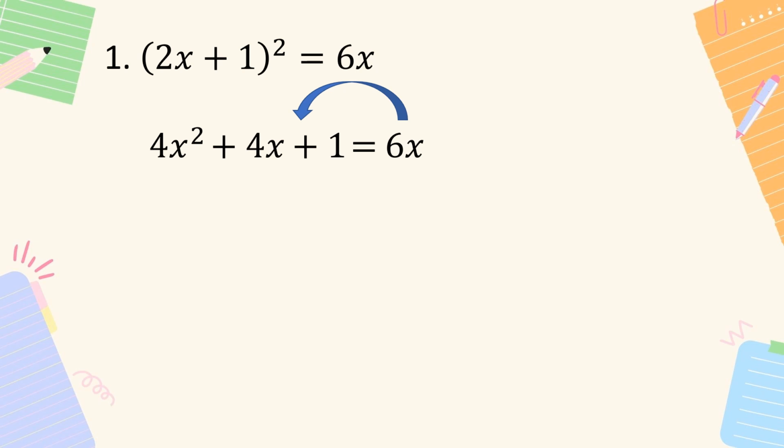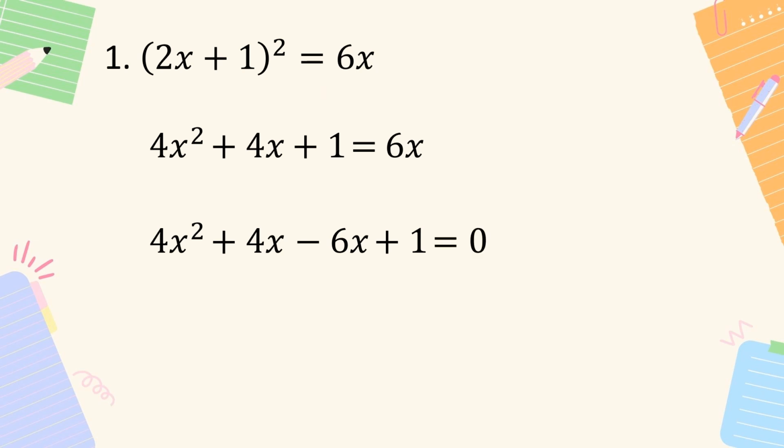We transpose 6x to the left side of the equation. So our equation is now written as 4x² + 4x − 6x + 1 = 0. And we now combine similar terms. 4x − 6x is equal to negative 2x. We copy 4x² and positive 1 equals 0. So our equation is 4x² − 2x + 1 = 0, and it is now written in its standard form.